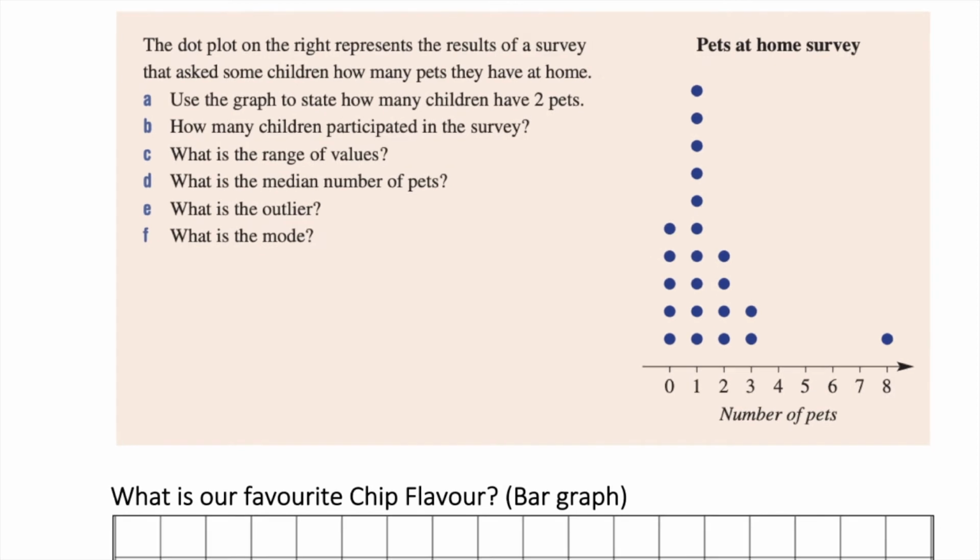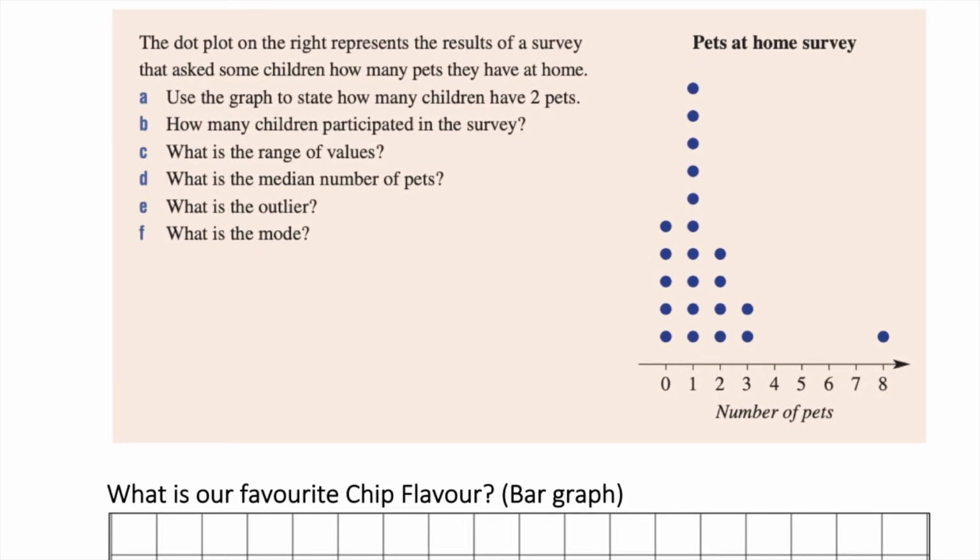Here we go. So we have got a dot plot and it shows the survey that asked some children how many pets they have at home. So each of these dots equals one person. So it's like 1, 2, 3, 4, 5 people had 0 pets. So that's kind of the way to read it.